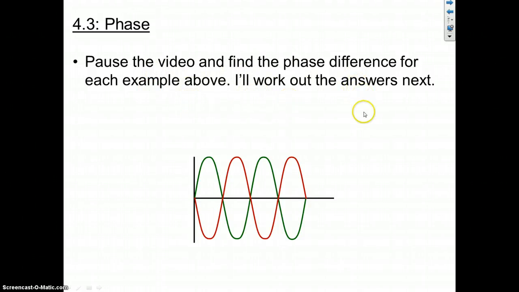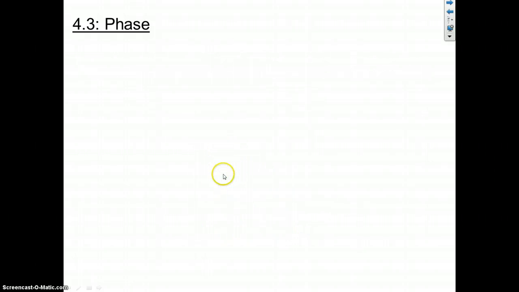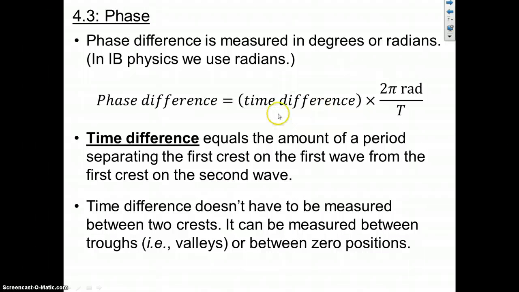Show your work on the side to the right. And what I want you to do in each example is find the phase difference. To do that, you're going to have to find the amount of time. How much of a period is separating the first crest on the first wave from the first crest on the second wave? How much time is separating that? And then you plug in that fraction of T right here.